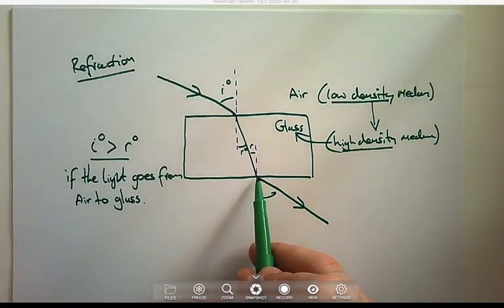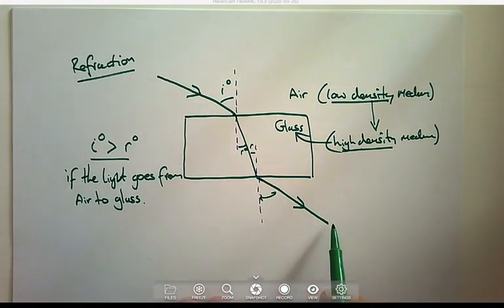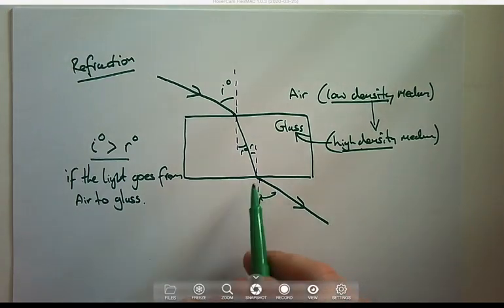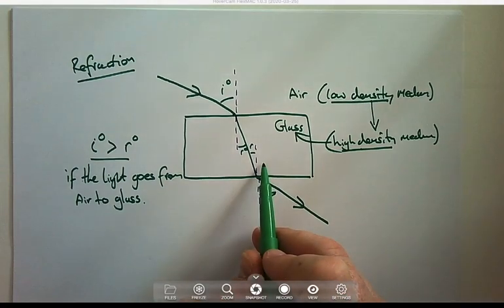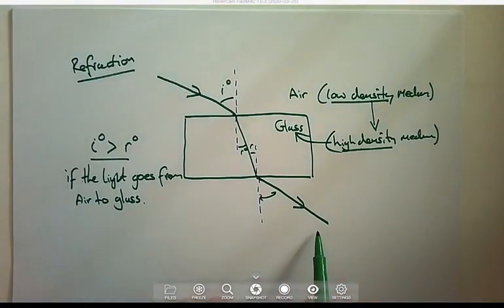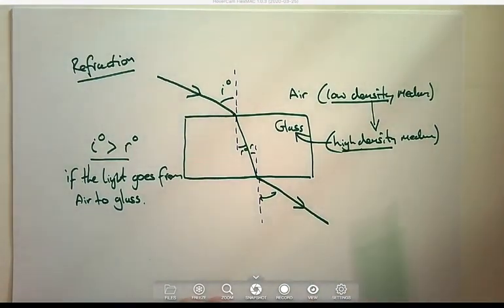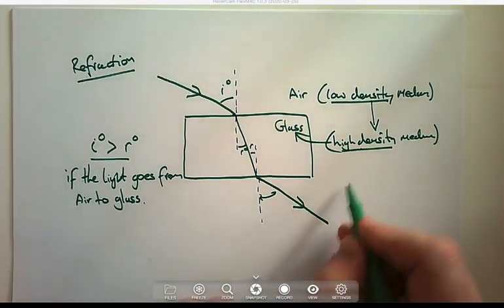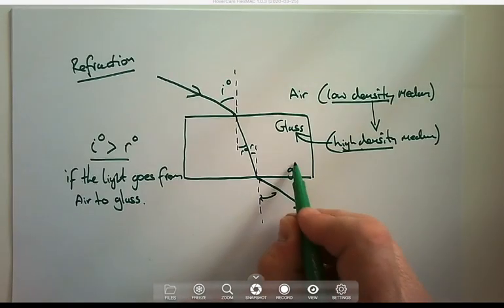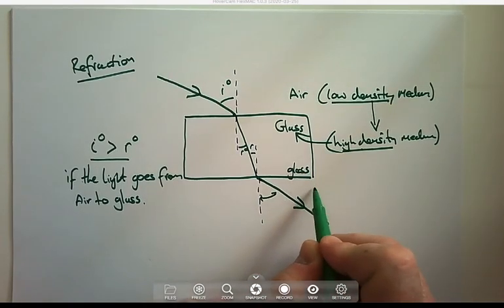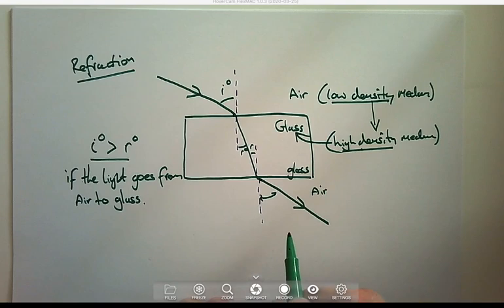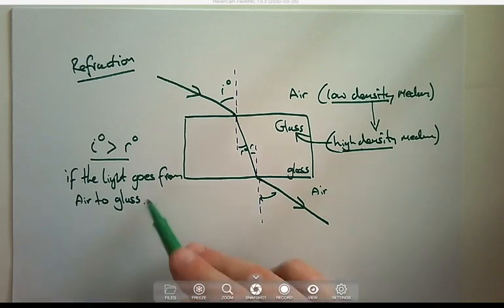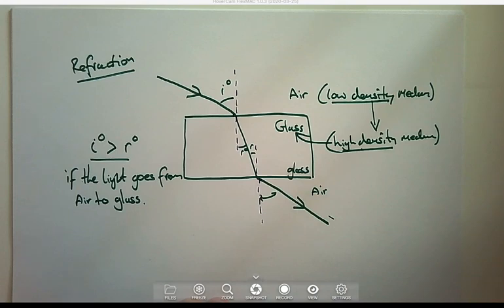Once the light ray comes out of the block, it's going from a high density medium to a low density medium. So instead of going from air to glass, it's going from glass to air. And as a result, it's moving away from the normal. So this is reversed on the way out.